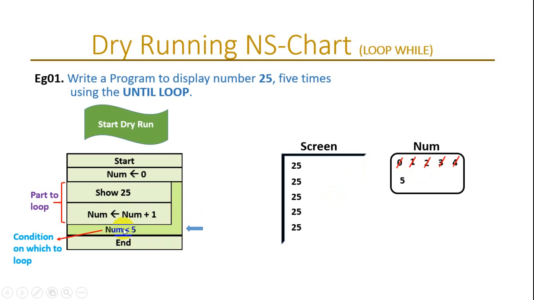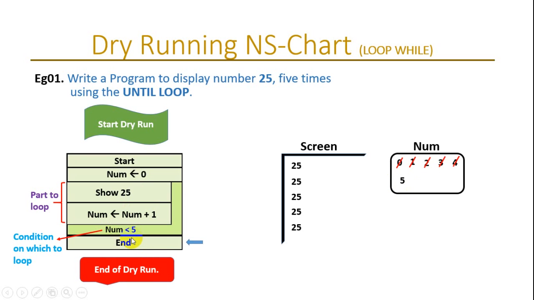Then go to this. Is num less than 5? No, num is equal to 5. So now the condition is false. So this time it won't go to the beginning. Instead, it will come out of the loop, and that happens to be the end line. And then you have the end of the dry run.